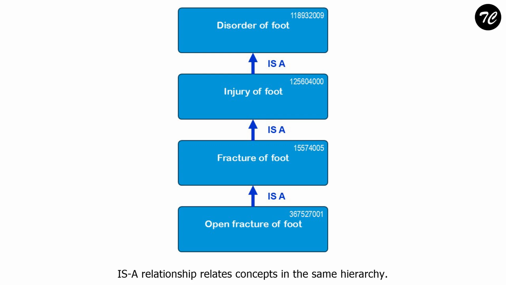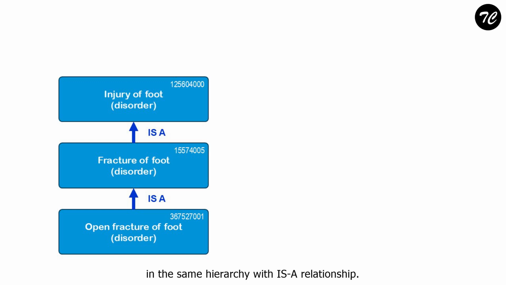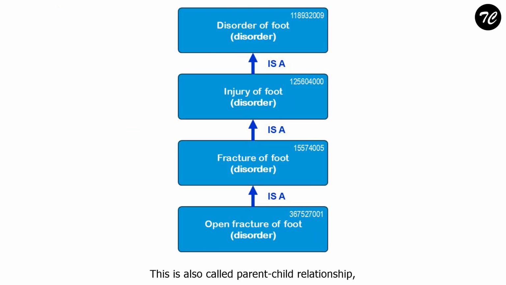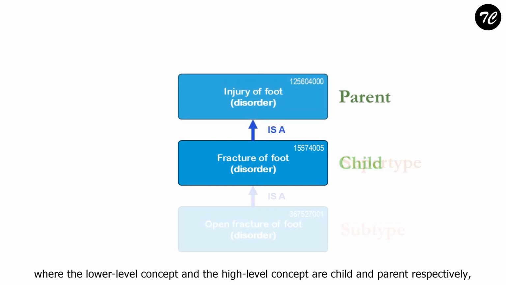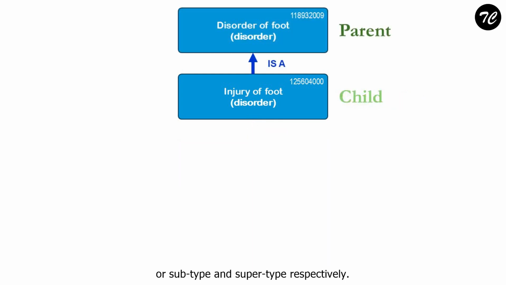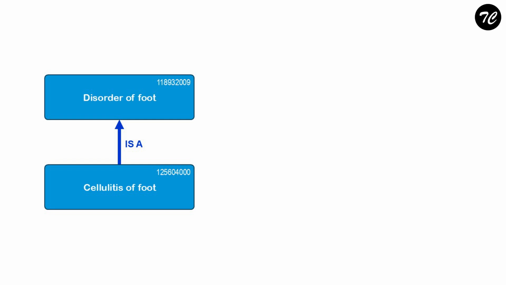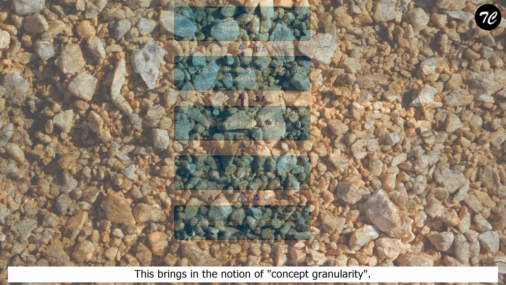Is a relationship relates concepts in the same hierarchy. A concept is related to the concept immediately above it in the same hierarchy with the is a relationship. This is also called parent-child relationship, or supertype-subtype relationship, where the lower-level concept and the high-level concept are child and parent respectively, or subtype and supertype respectively. Notice that a concept can have more than one is a relationship with other concepts. This brings in the notion of concept granularity.